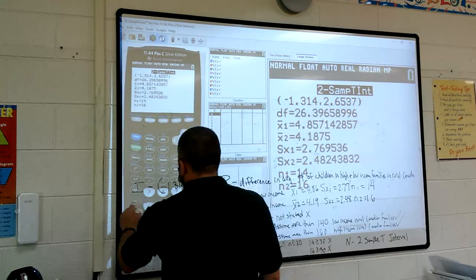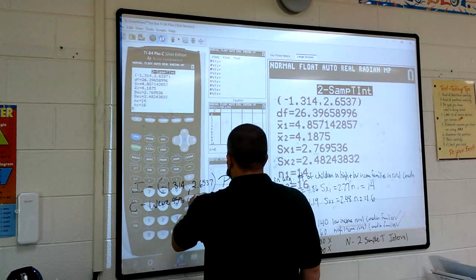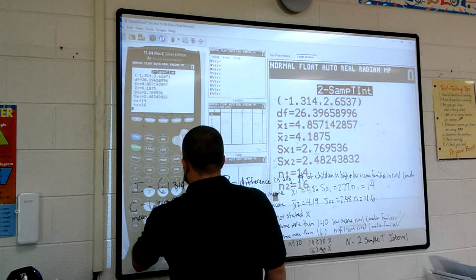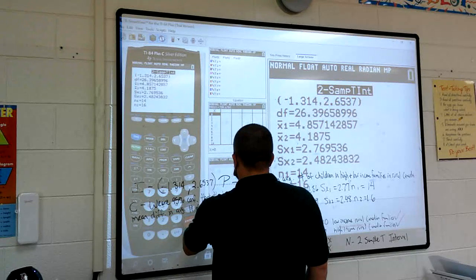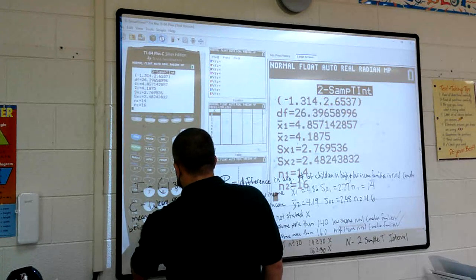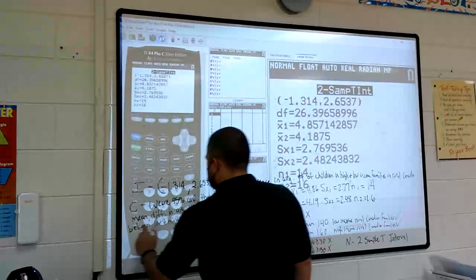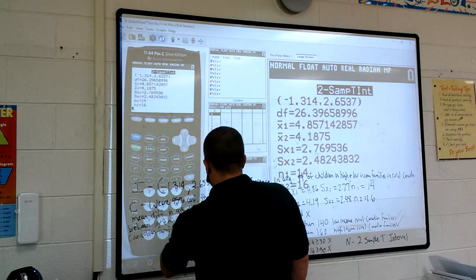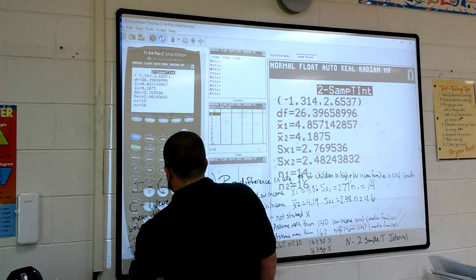So see our conclusion. We are 95% confident that the true mean difference in average number of children between low and high income rural Canadian families is between negative 1.314 and 2.6537.